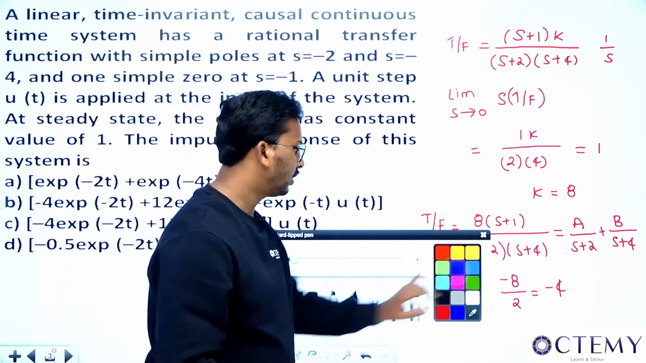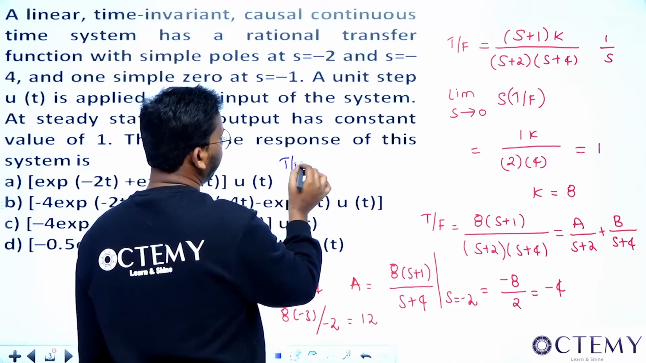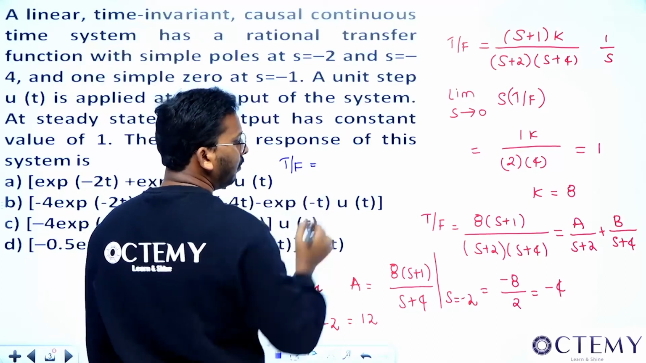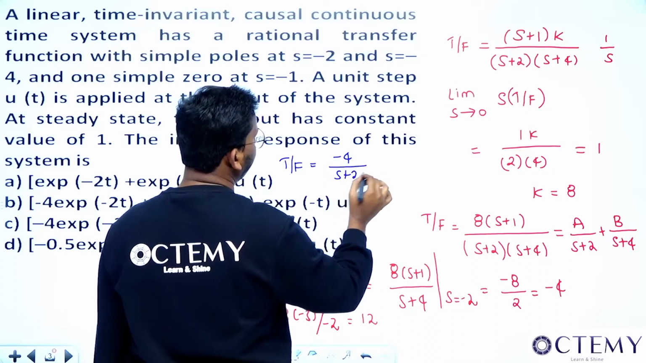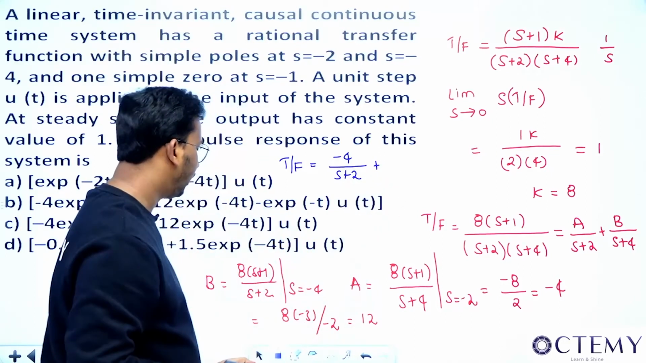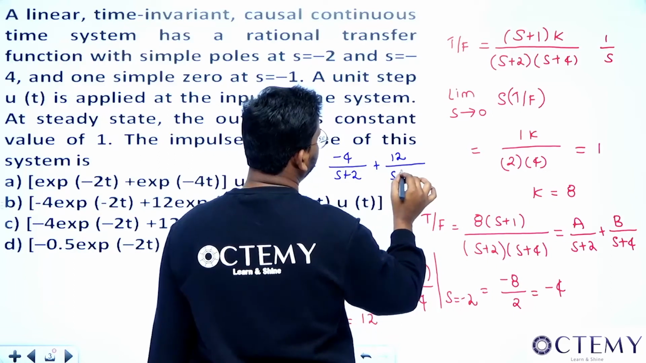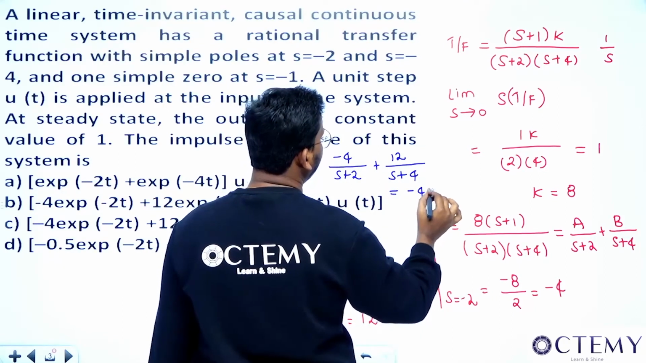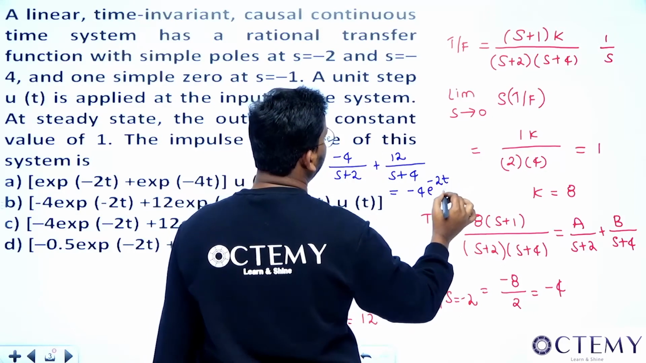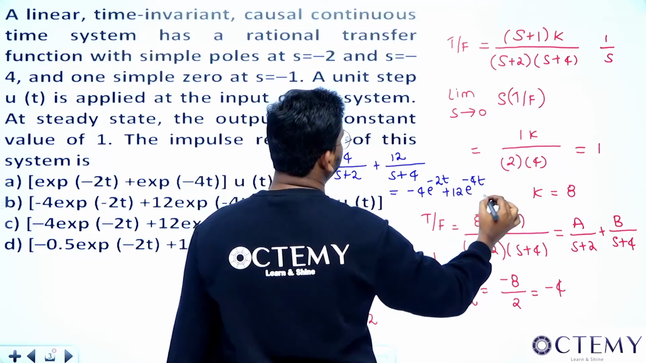So what is the transfer function now? The transfer function is equal to what I got, sir? Minus 4 divided by (s plus 2) plus 12 divided by (s plus 4). Right? Now, when you apply Laplace inverse, that will become minus 4 into e power minus 2t plus 12 into e power minus 4t. This should be the answer.